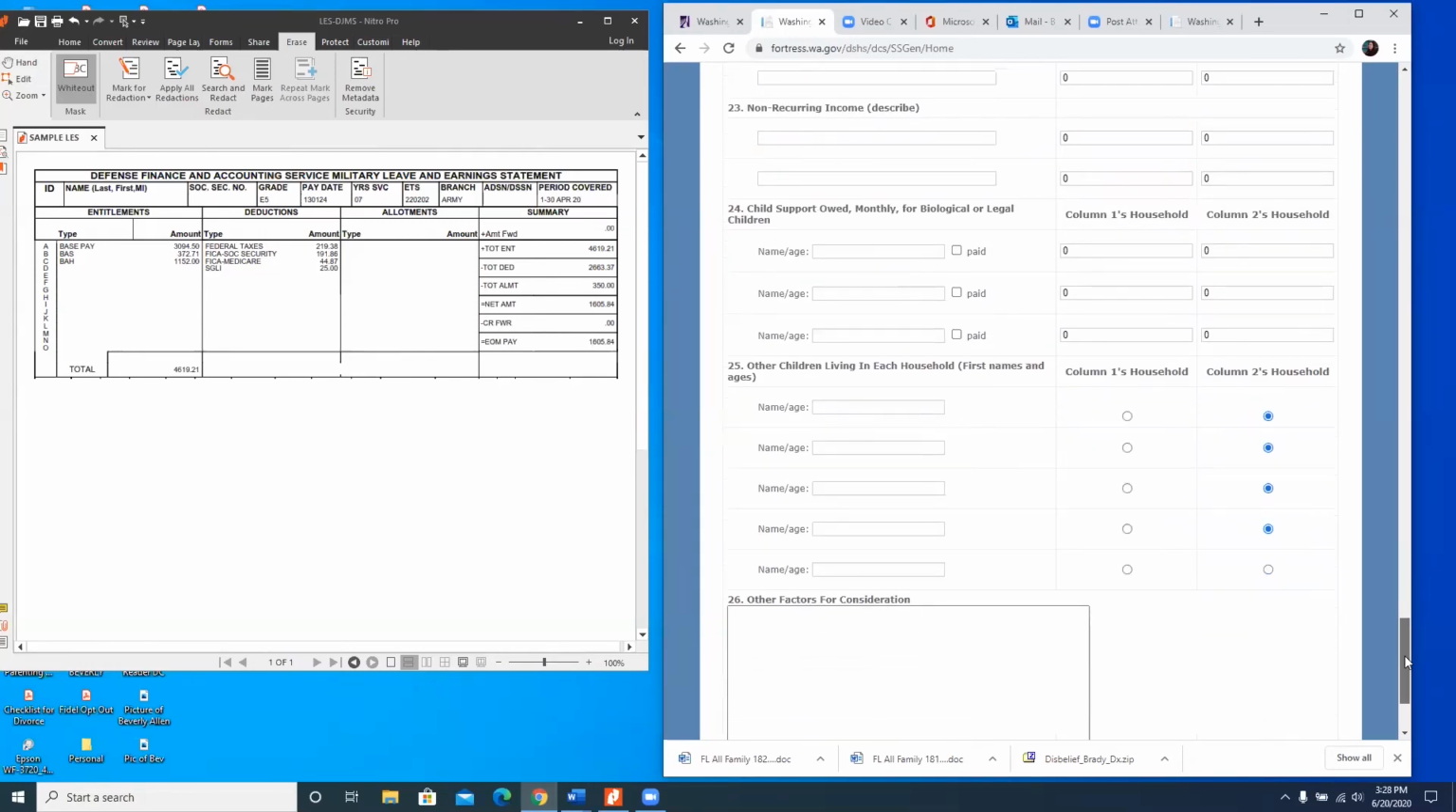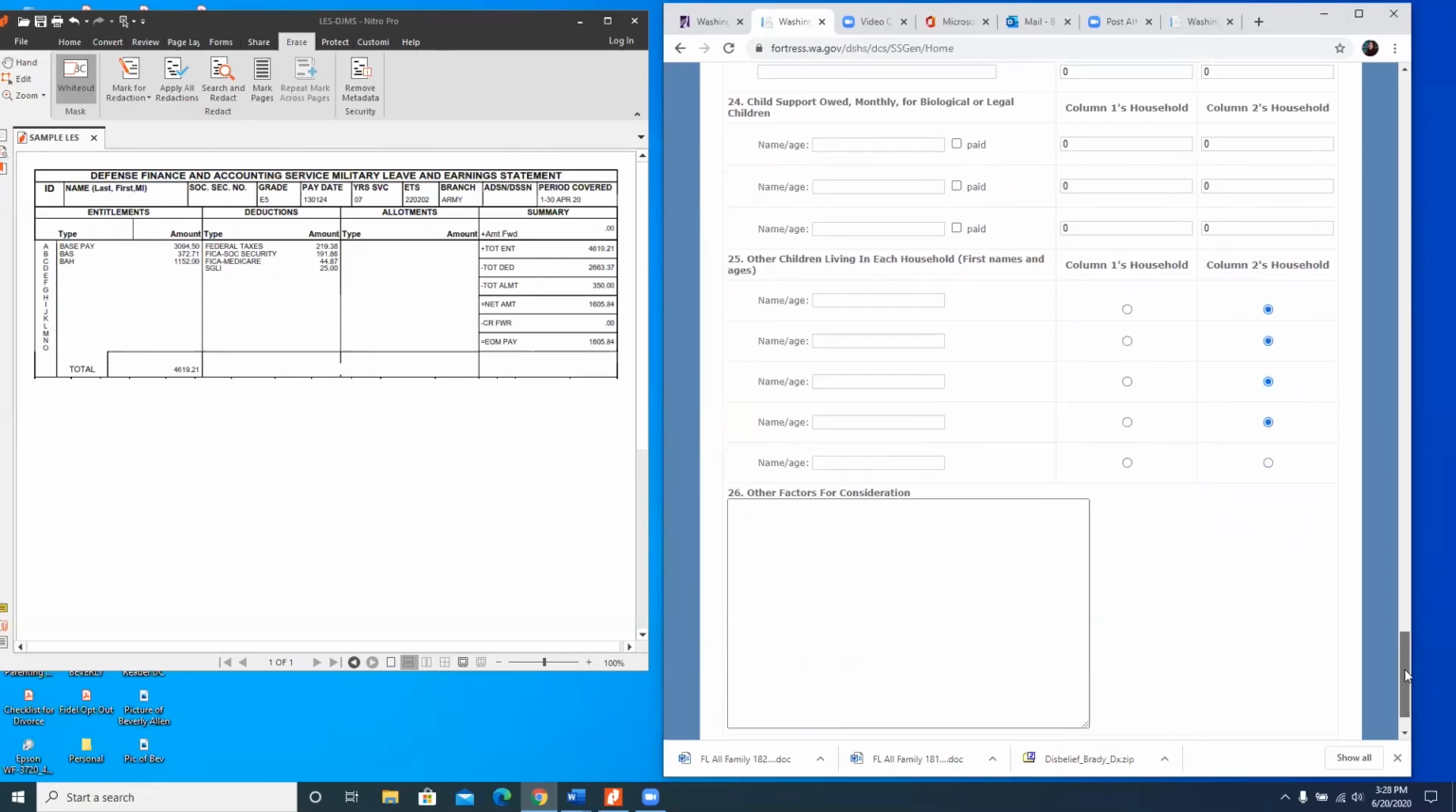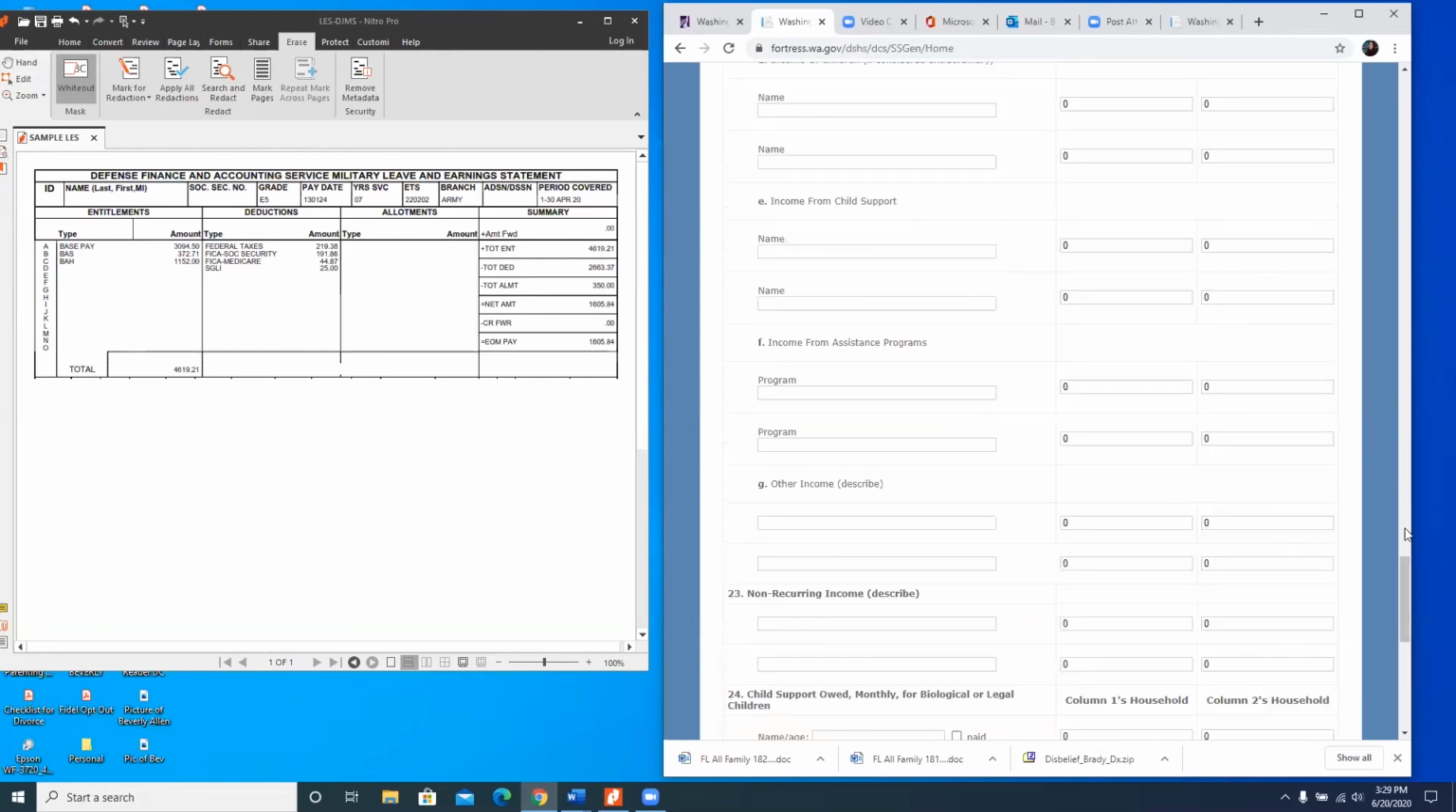Okay. And you can also include other children that each household pays support for that aren't part of the case that you're talking about here. And you can also add the names and ages of children and indicate which household they live in.